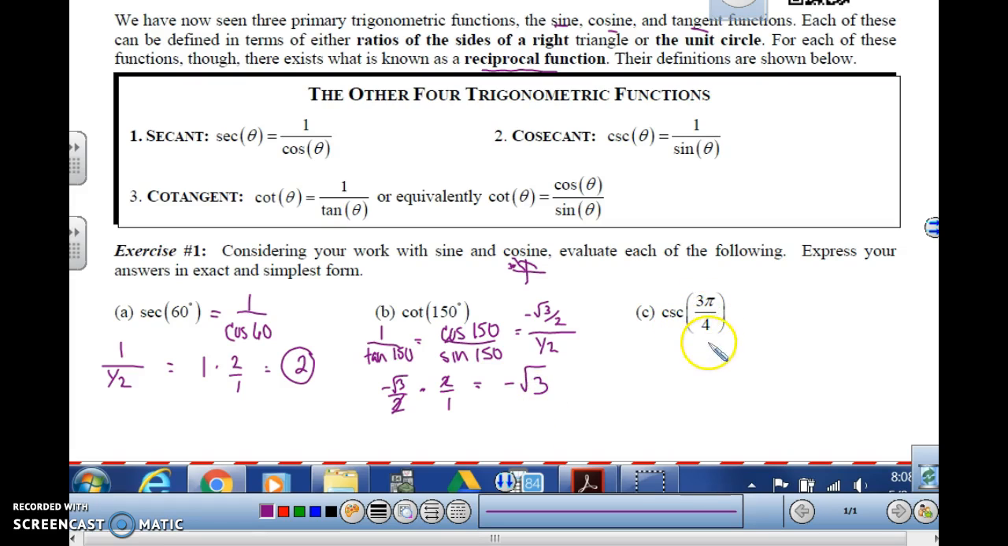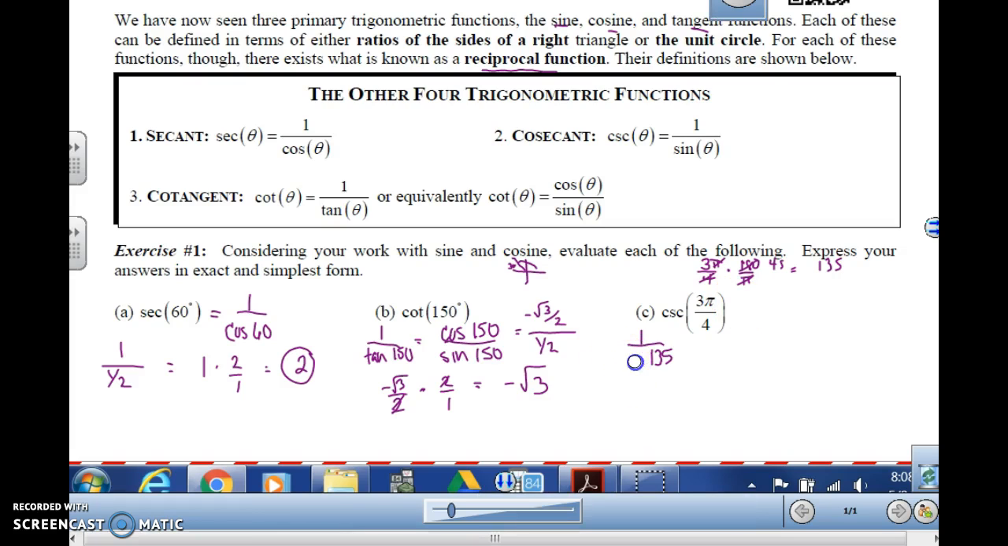All right, cosecant of 3 pi over 4. First of all, what is 3 pi over 4 in degrees? Well, I would convert this to degrees. 3 pi over 4 times 180 over pi. That cancels the pi's out. And then 4 goes into 180 45 times, and 3 times 45 is 135. So we're looking at 1 over the sine of 135 degrees, or 3 pi over 4. Cosecant is 1 over sine.